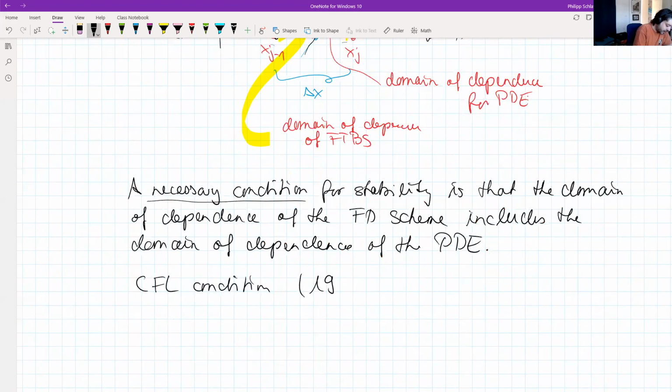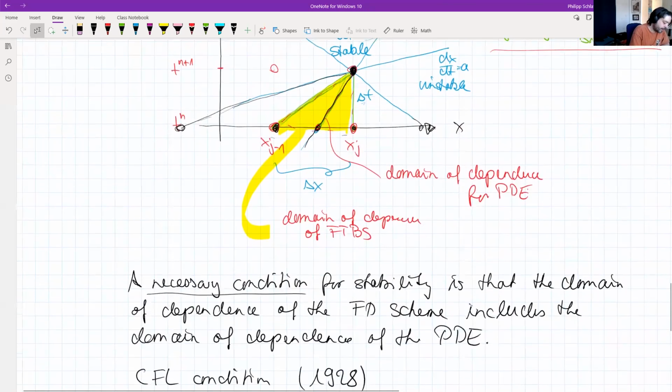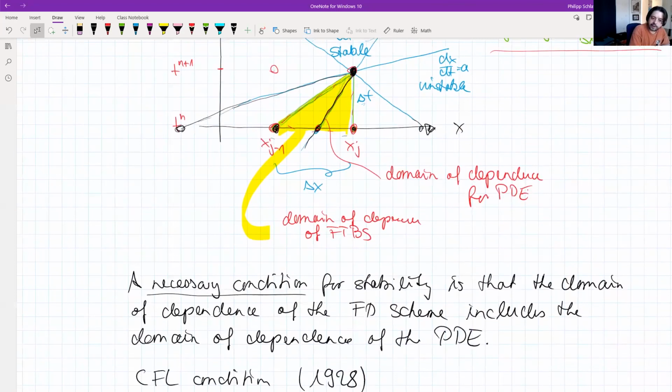And this comes from a nice paper in 1928 when they were talking about convectively dominated flows, so hyperbolic problems which had characteristics that transported information in certain directions. Now, this is a quite formal definition that I wrote here. The necessary condition is the domain of dependence and so on.